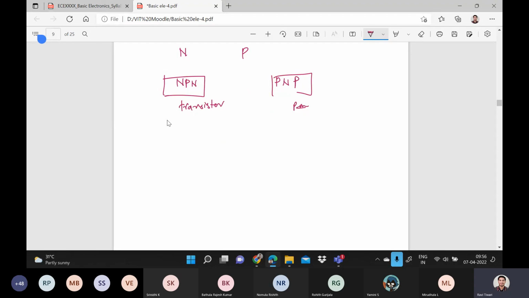Now how do I represent it symbolically? Symbolically it is like this, where the center one is the base, this one is the collector, and this is your emitter. If the current is going out from the base to the emitter, it is called an NPN transistor. This is the symbol for the NPN transistor. Similarly, for the PNP transistor, the current will go inside from the emitter. This is the emitter, this is the collector, this is the base. So this arrowhead is actually very important.